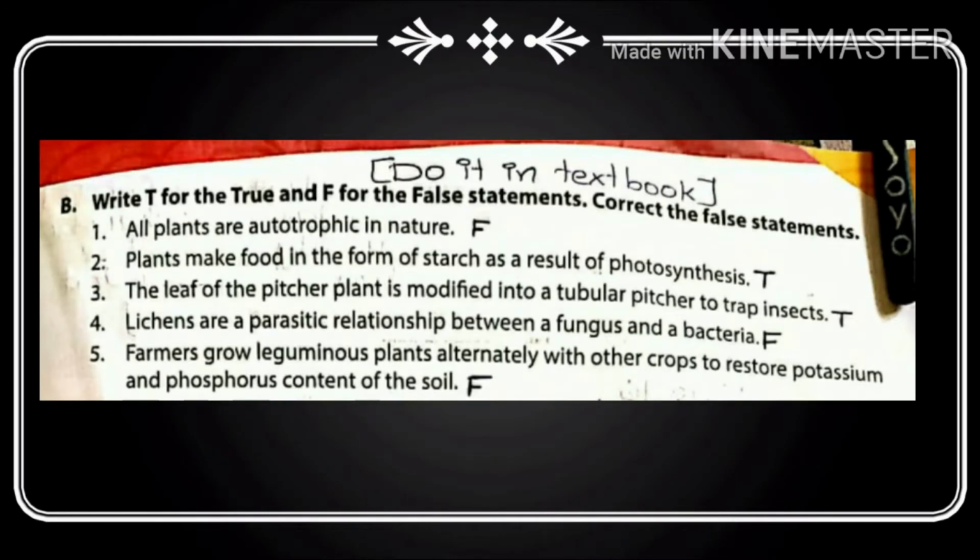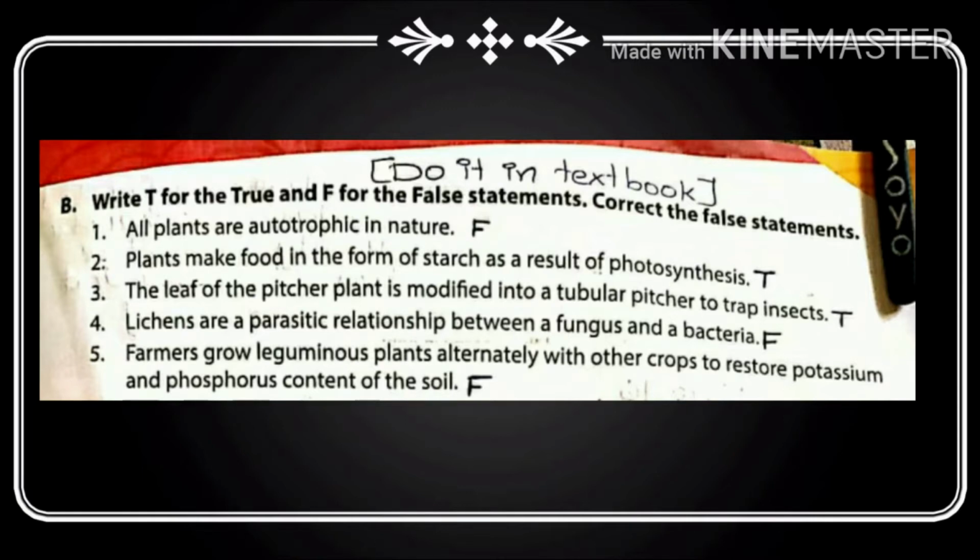Now next question is true and false. So let us discuss it. First, all plants are autotrophic in nature. That is false. So what would be the correction? All plants are not autotrophic in nature. So mention not after R. Then second is plants make food in the form of starch as a result of photosynthesis. That is true. Third is the leaf of the pitcher plant is modified into a tubular pitcher to trap insect.